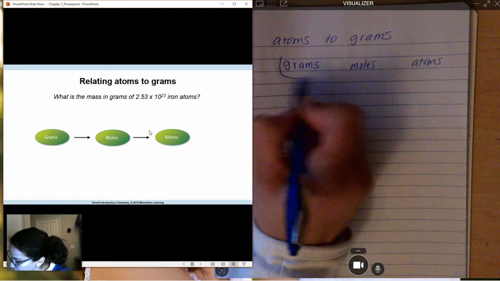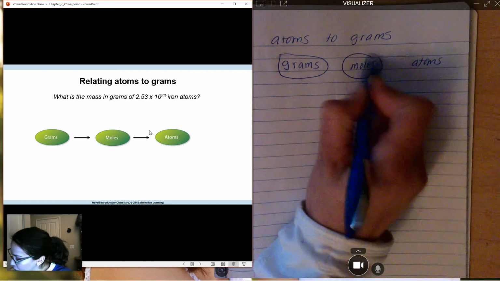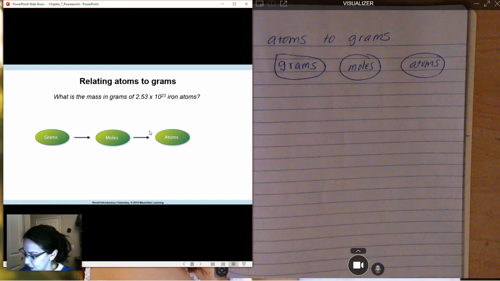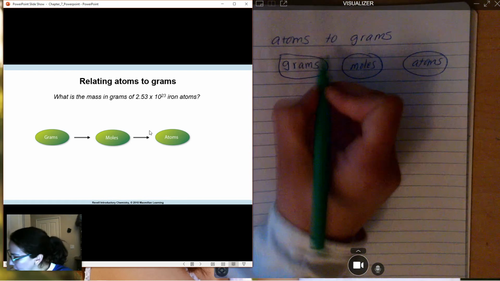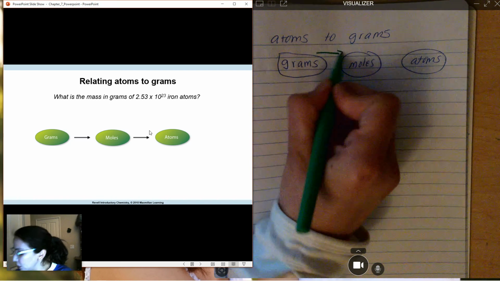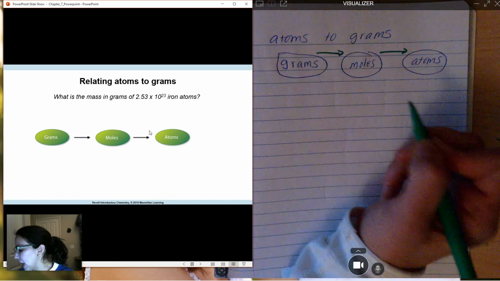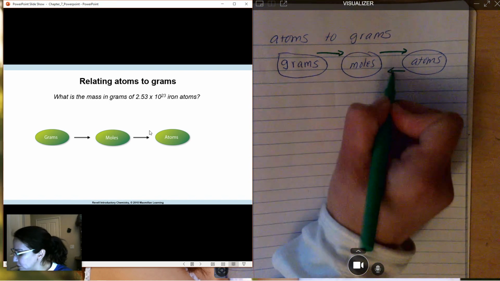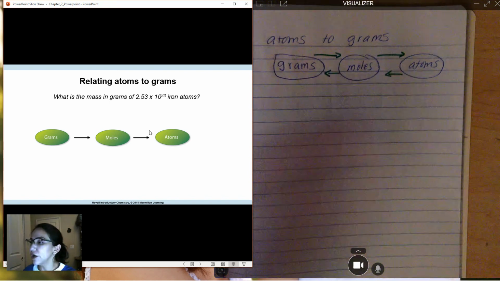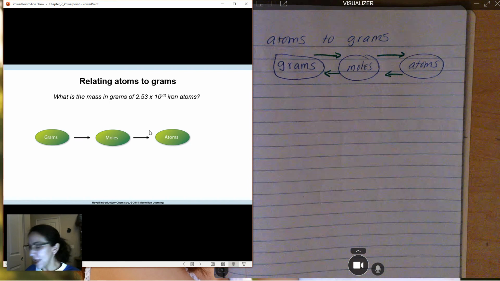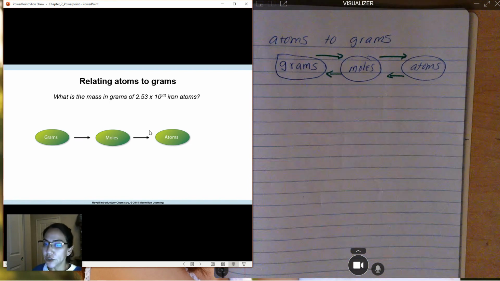So we've dealt with grams, moles, and atoms. Now we can go this way, convert grams to moles, and we can convert moles to atoms, and we can convert atoms to moles and moles to grams using the reverse method. So using the other conversion factor.